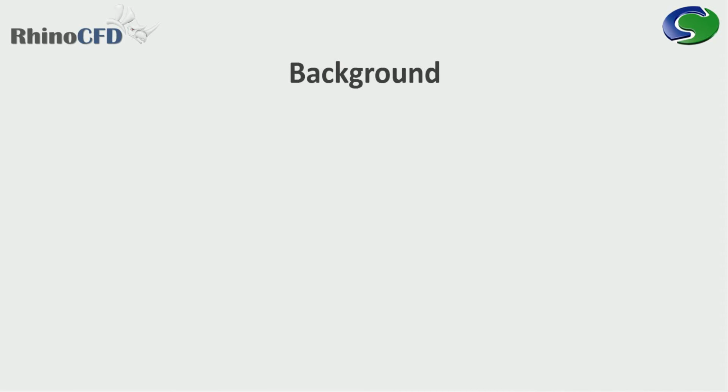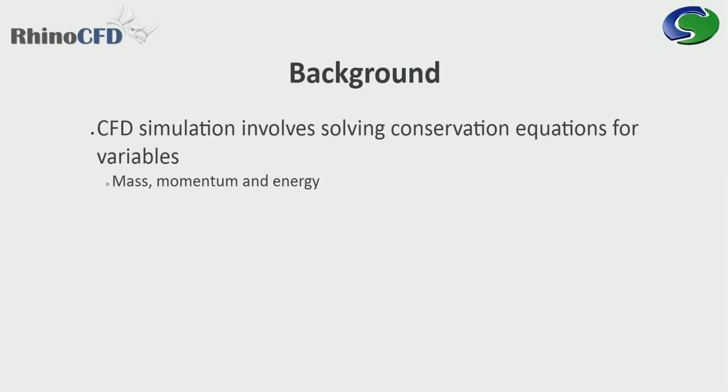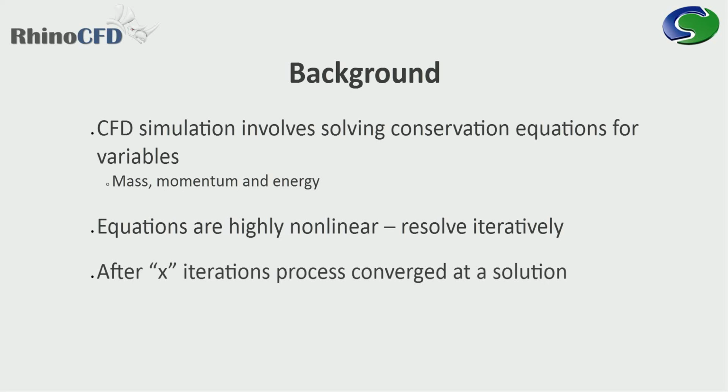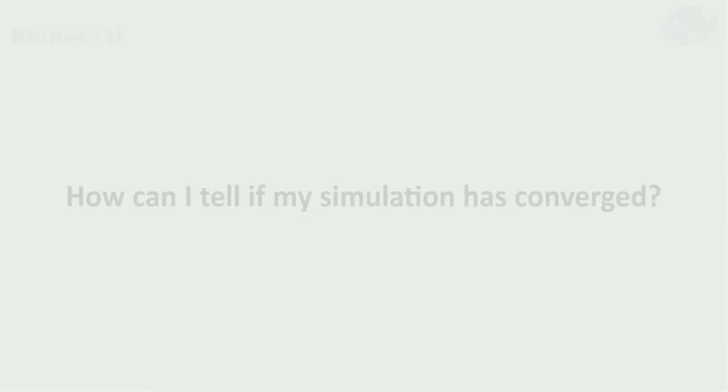A CFD simulation involves solving conservation equations for variables such as mass, momentum, and energy. However, these equations are highly nonlinear, and as a result have to be solved by an iterative procedure. The idea is that after a certain number of iterations, depending on the complexity of the simulation, the process will converge to a solution in which all the equations are satisfied with minimal error.